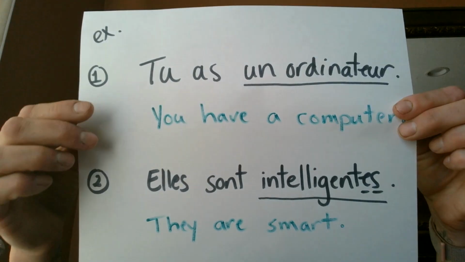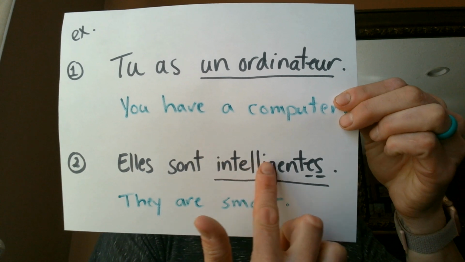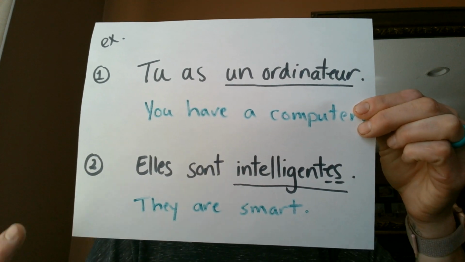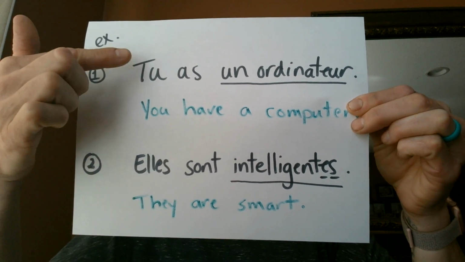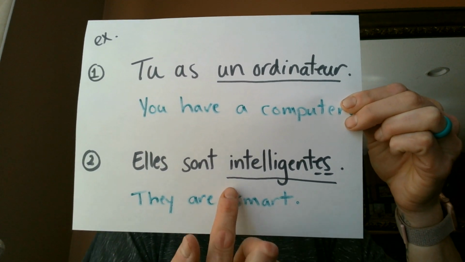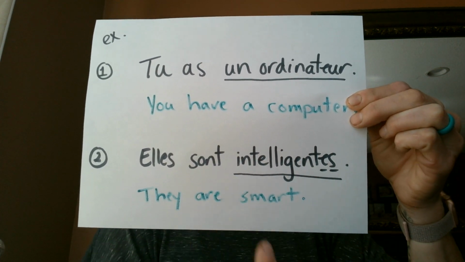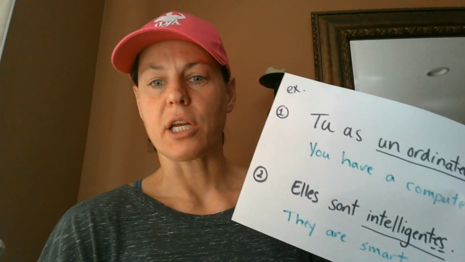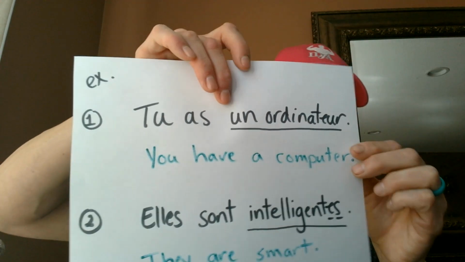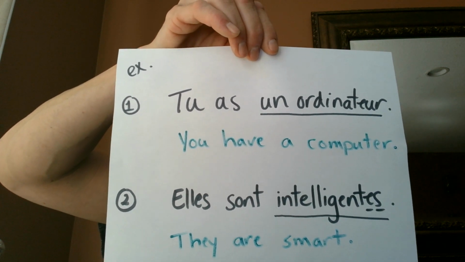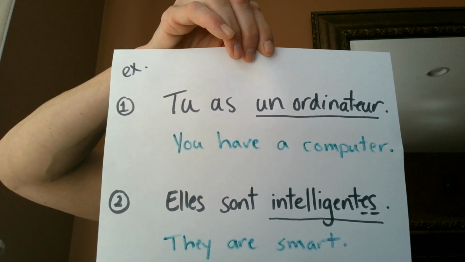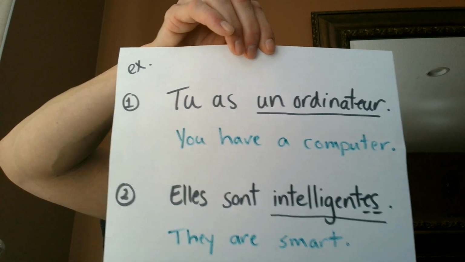My second example for être, "elles sont intelligentes." I'm going to get you to think about why I chose elles as opposed to any of the other personal pronouns for this one. It's because, what are you? You're going to give yourself a quality or your friend a quality, which means you're going to be adding an adjective. I chose intelligent, which translates to intelligent or smart.